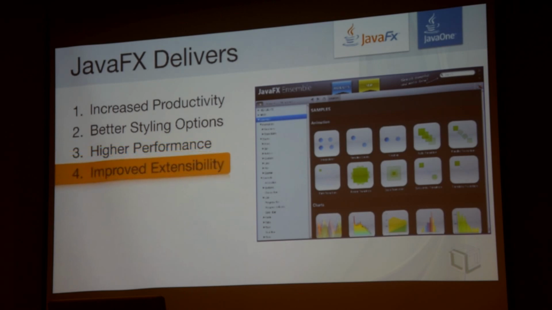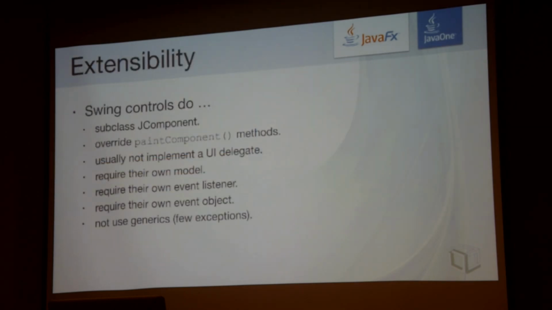And improved extensibility, yeah, this is very subjective, but for me as a framework developer, I have the feeling that it's a whole lot easier now to write custom controls for JavaFX in a very consistent way than it was for Swing. In Swing, you would subclass JComponent to write a custom control, you override paintComponent. The idea was always that you actually implement your own UI delegate, but nobody ever did, because you were thinking that a UI delegate is only needed if you want to support pluggable look and feels, but nobody cares about my controls, so nobody ever wrote UI delegates.